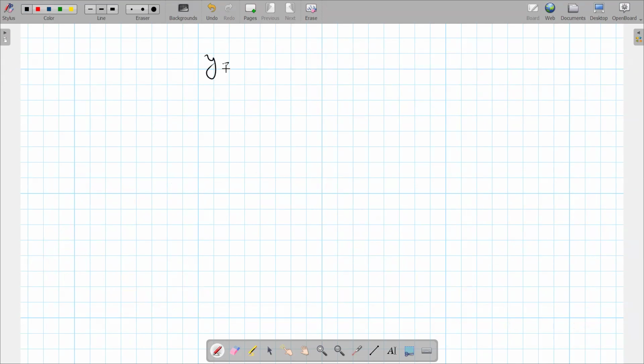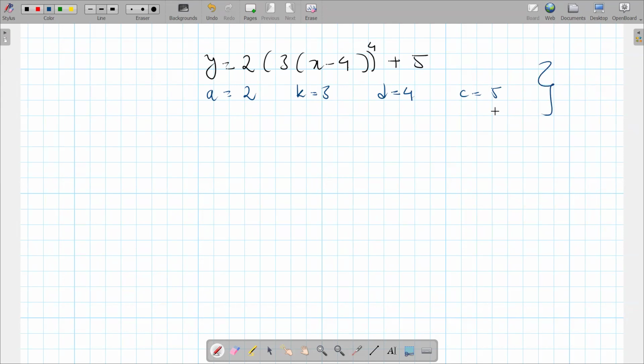Let's do a quick example just to hammer this point home. Okay, so now we have a quartic function. I think this is very, very simple. We can do this in less than 2 minutes. A is 2, K is 3, D is 4, C is 5. Any questions so far? I think you're good with this, right?